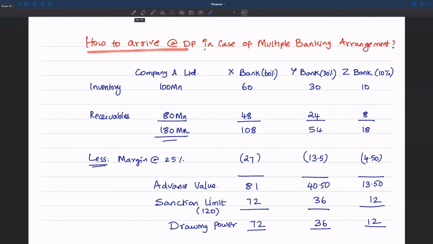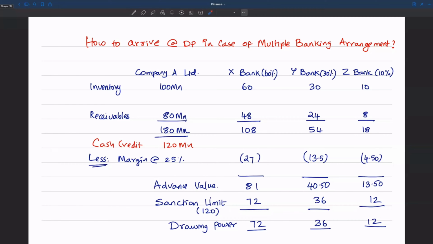How to arrive at drawing power in case of multiple banking arrangement. Let's take this example. Let's say there is a company called Company A Limited. They have inventory worth 100 million, receivables worth 80 million, 180 million. Against this 180 million, they have availed cash credit limit, basically sanction. They have a sanction of cash credit limit of 120 million.